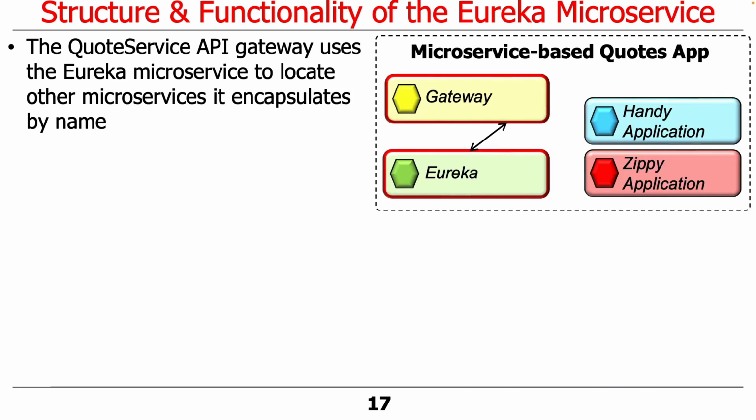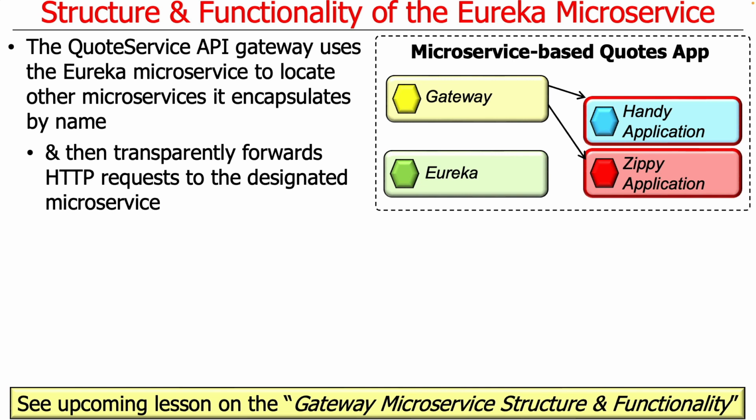The QuoteService API gateway, the one that we're using for our QuoteServices application, uses Eureka to locate the other microservices that it encapsulates, that it hides from the client, by the names of those microservices. And we'll see how that works shortly. Once it figures out where the microservices are, when it receives requests, it transparently forwards those requests to the designated microservice. We'll take a closer look at that in just a moment when we talk about the gateway microservice architecture.